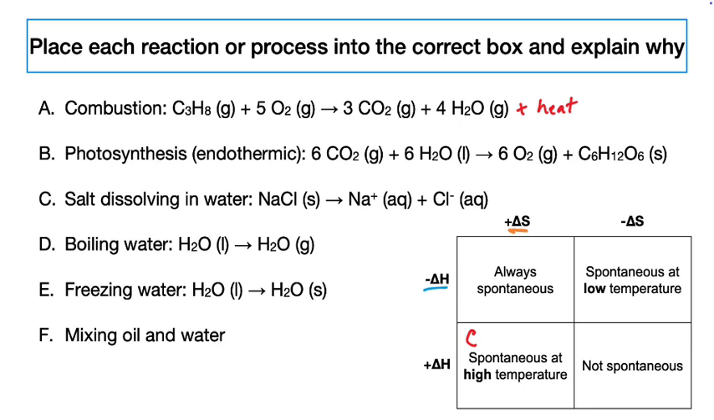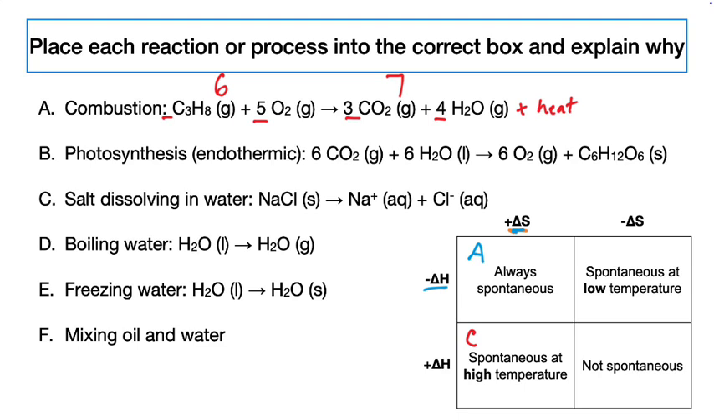Do we see the phase change? No. So the phase isn't going to help us out. So the next thing we could look at, the number of particles. How many particles do I have on the reactant side? How many particles do I have on the product side? What happened? Entropy went up. Right? And if the entropy went up, that would be a positive delta S, which would mean always spontaneous.